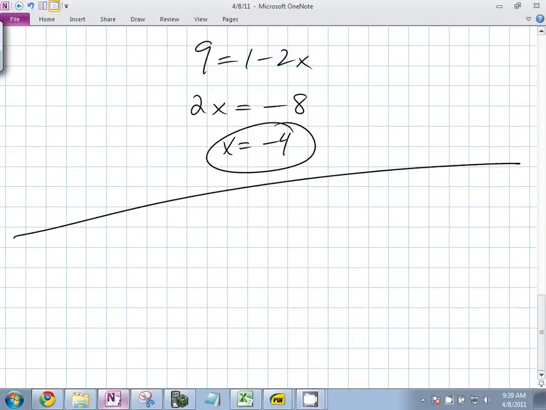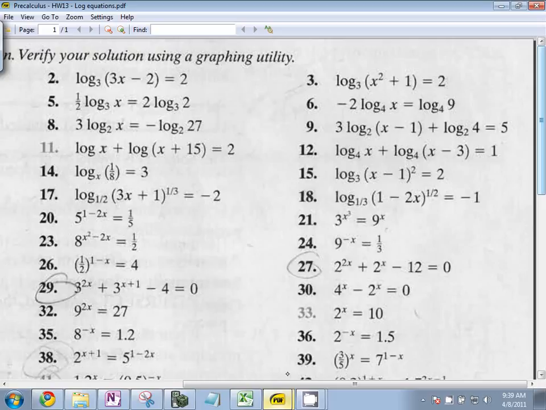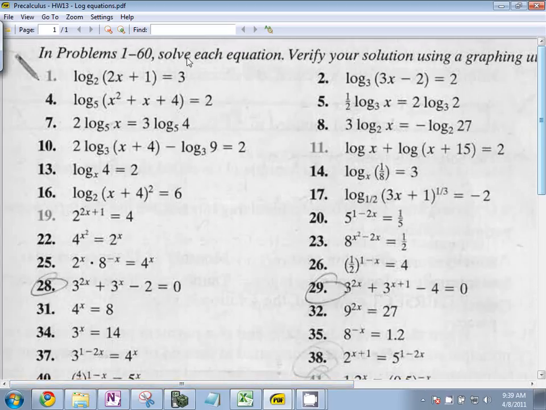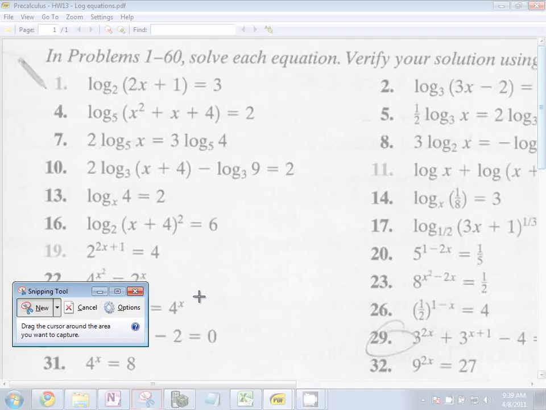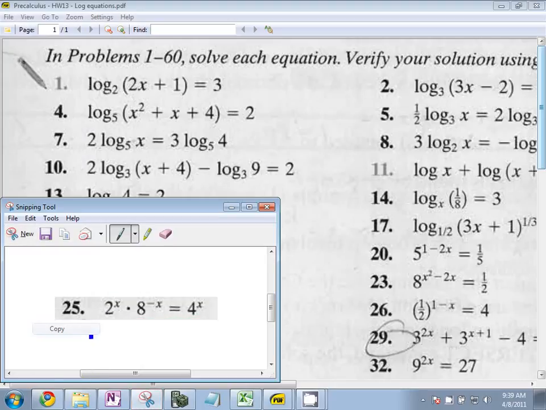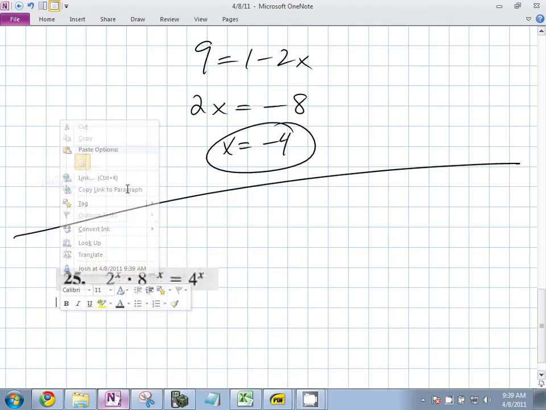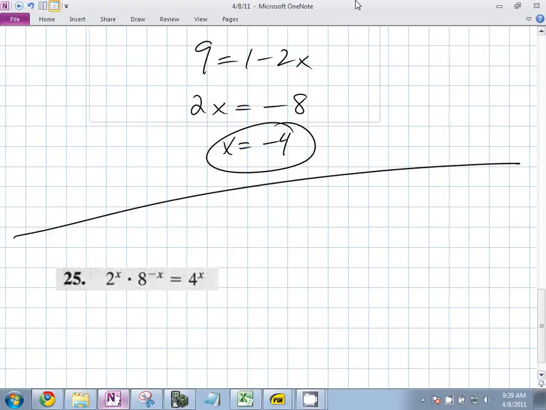Okay. We'll do one more. What? 25. Do we have a vote for 25? Can someone tell me what I see when I look at 25? What do I see? Nope, it's not a different base. Oh, it's the 2. I see the number 2. What is 8? 2 to the 3rd power. 2 cubed.